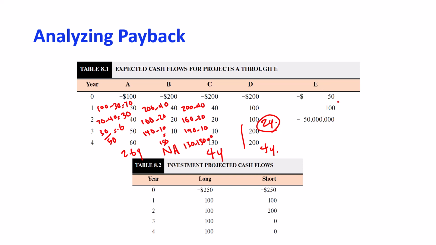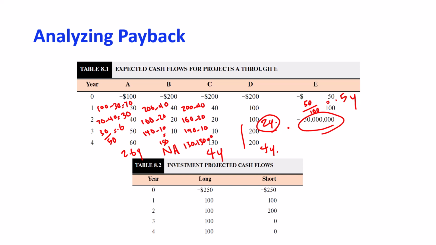Here we have a project that costs $50, returns $100 in year one, and then has a cost or outflow of $50 million in year two. So in terms of the payback period, since the cost is less than the cash flow in year one, you just do 50 over 100. So the payback period is 6 months, half a year. But again, we're ignoring this last cash flow.